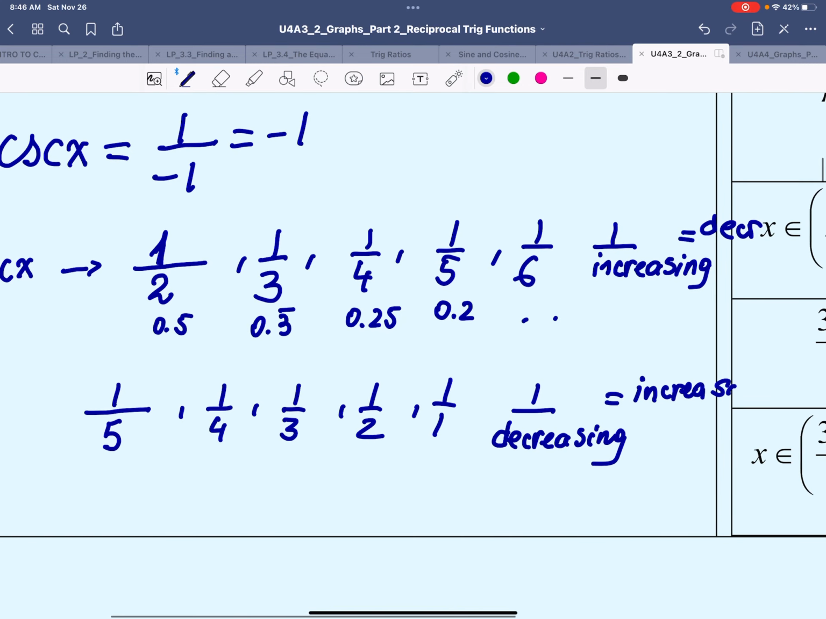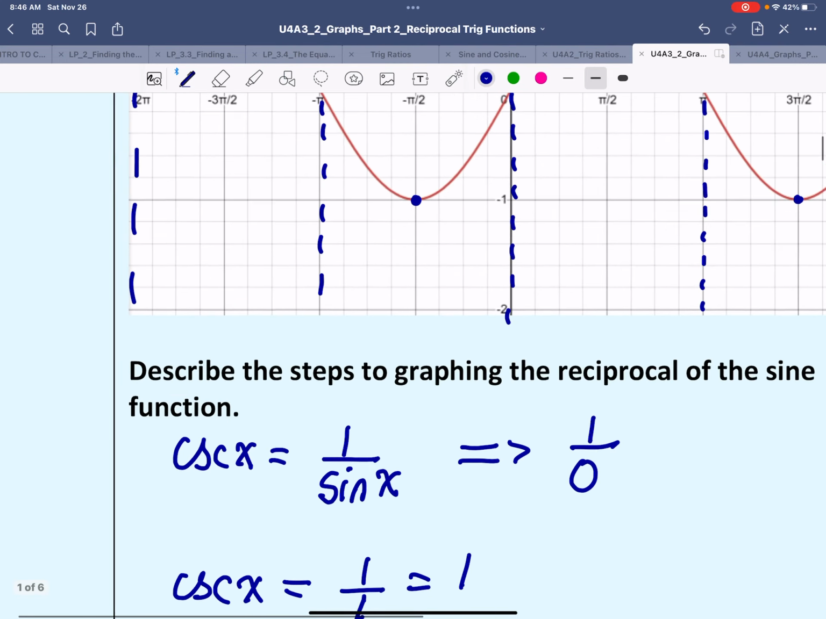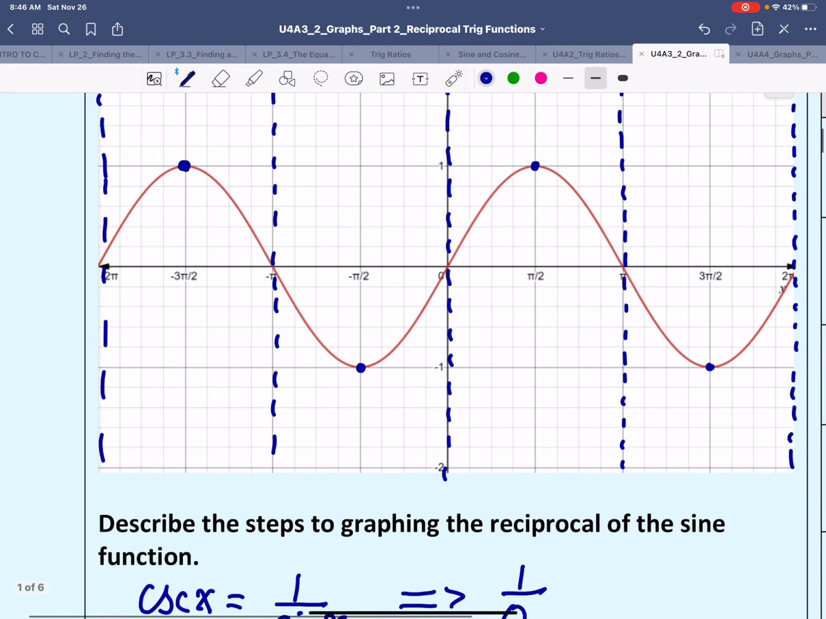Now, translating this in terms of the reciprocals, we're going to say that wherever the function of sine x, the primary, is increasing, it means that the reciprocal will be decreasing.